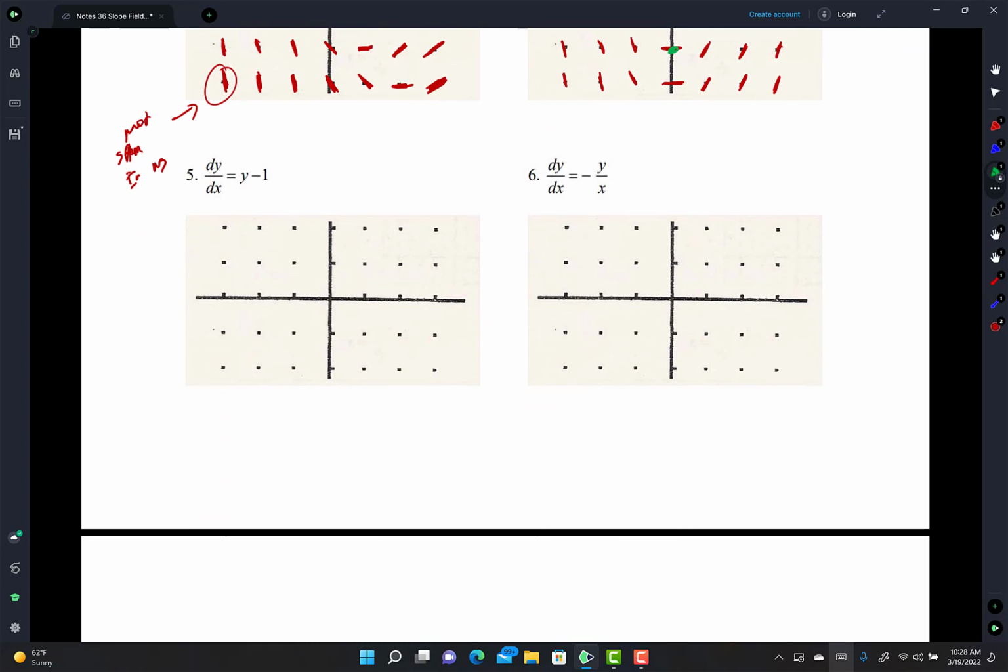All right, y minus 1. Where are the slopes 0? Whenever y equals 1. So at y equals 1, put slopes of 0. So you probably have a horizontal asymptote there. At y equals 2, what's 2 minus 1? So put slopes of 1 at y equals 2. And then at y equals 0, so the x-axis, 0 minus 1 is negative 1, so put slopes of negative 1.